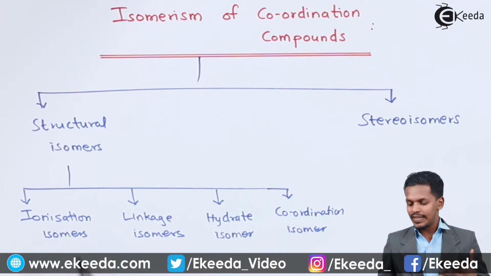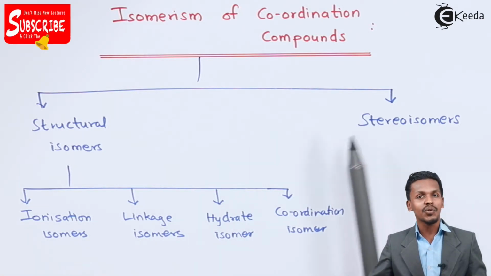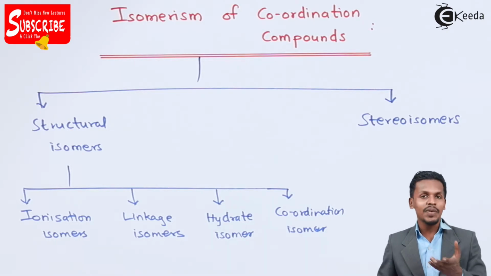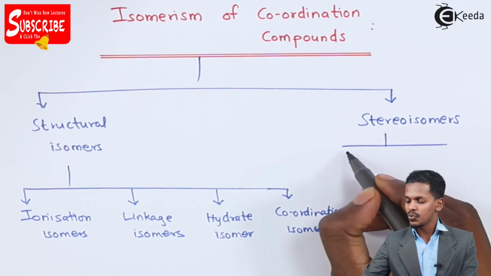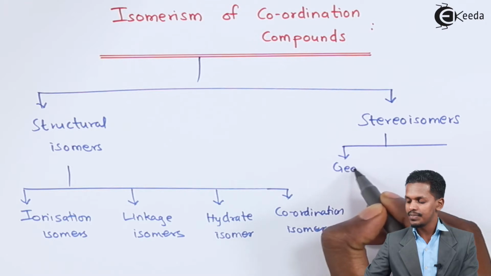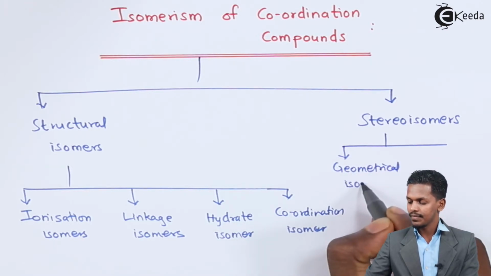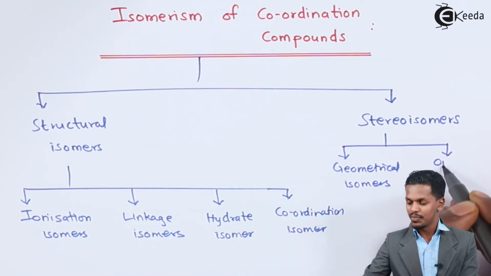So talking about all these isomers, we have a different topic related to this one, so therefore we are going to cover them there. But now let us understand what are the different types of stereoisomers. So stereoisomers are basically divided into two types, and those two types are geometrical isomers and optical isomers.